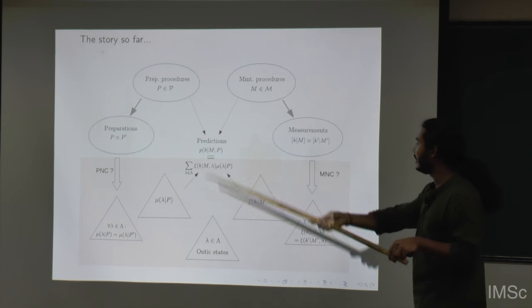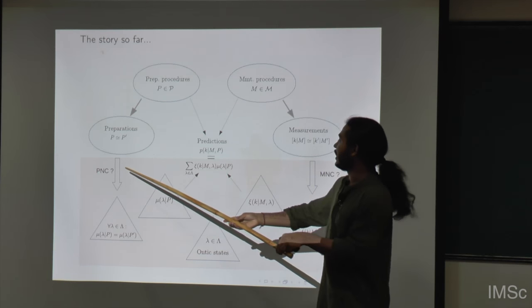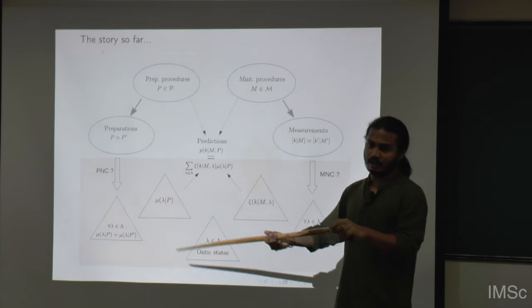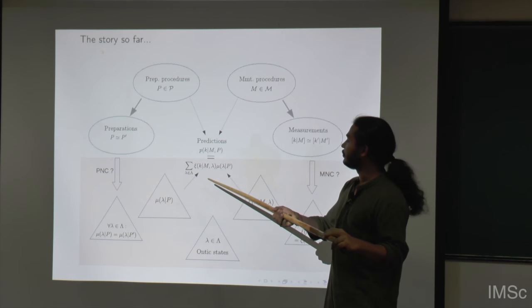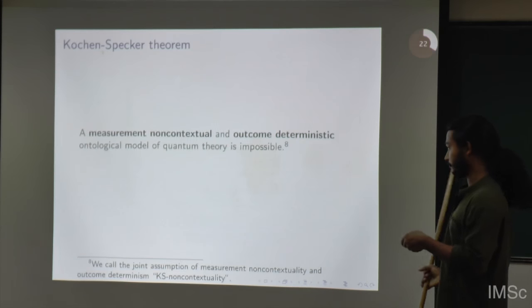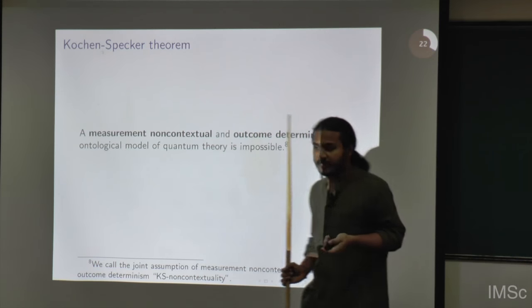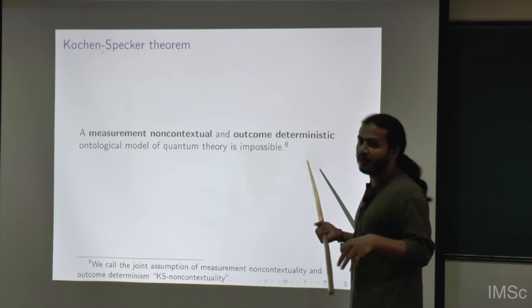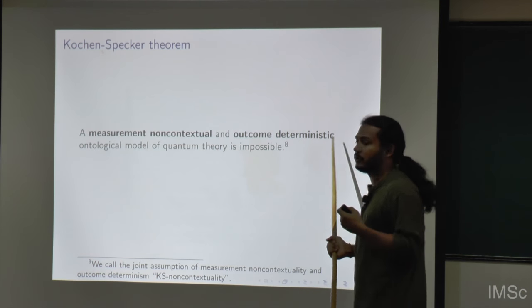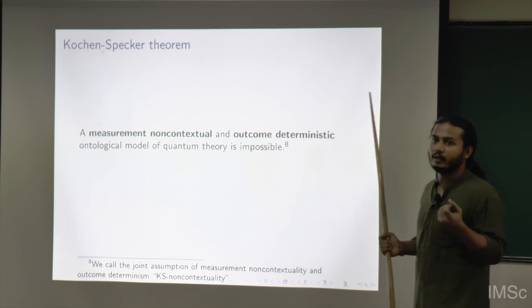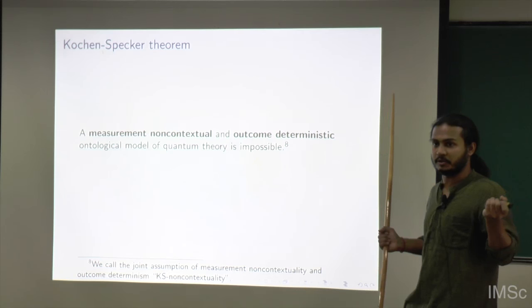And the question is, is it possible to test for the possibility of such an ontological representation, given experimental data? Can you explain it in terms of such an ontological model? So what's the Kochen-Specker theorem? In one line, the Kochen-Specker theorem just says that a measurement non-contextual and outcome deterministic ontological model of quantum theory is impossible. So it's a no-go statement. It says that certain ways of building ontological models are not possible for quantum theory.